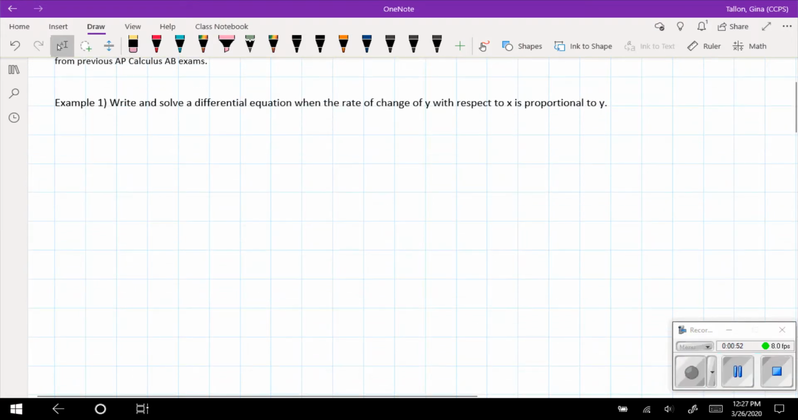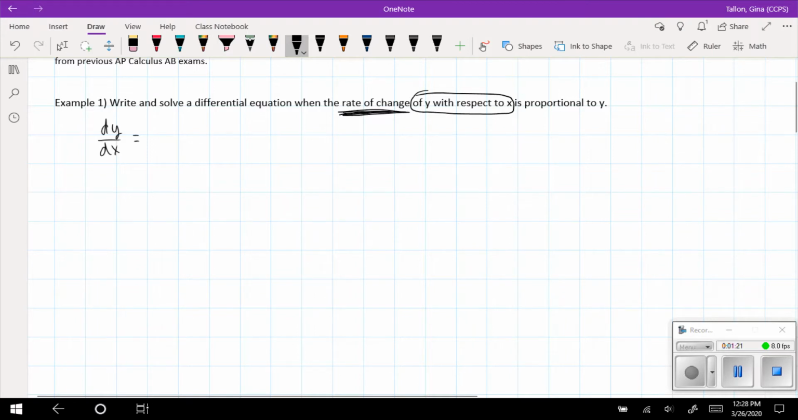So let's come up here. I'd like to underline this rate of change thing here. This indicates a derivative. A derivative of what? The derivative of y with respect to x, which is very logical. We already know that the derivative of y with respect to x is written as dy dx. So I'm going to come over to the left and I'm going to say dy dx is equal to, I know that's coming up because it says is proportional to y.